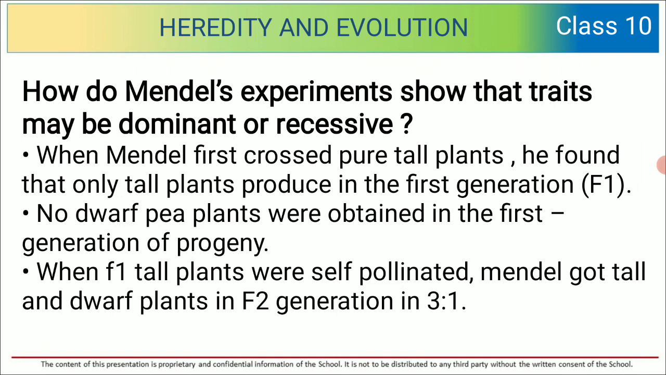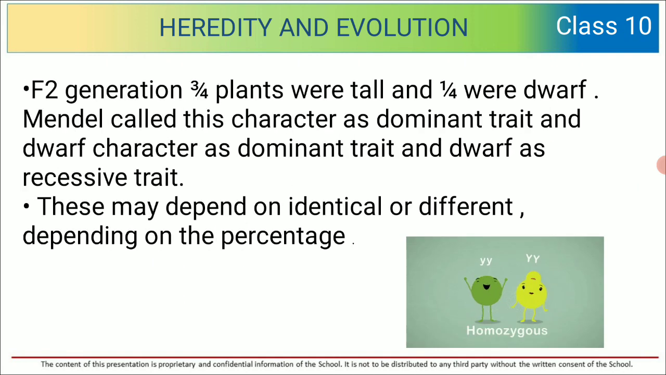But when F1 plants were self-pollinated, Mendel got tall and dwarf plants in F2 generation in the ratio 3:1, which was told to you in your previous class. So 3 tall is to 1 dwarf. After self-pollination, 3/4 plants were tall and 1/4 were dwarf.